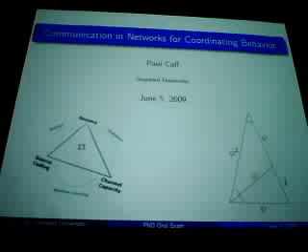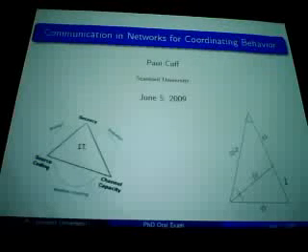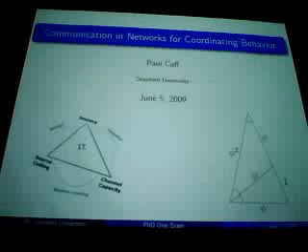The oral exam for Paul Cuff for his PhD thesis defense. Paul came here a few years ago and is now known to almost everyone in ISL and maybe some other places as well.